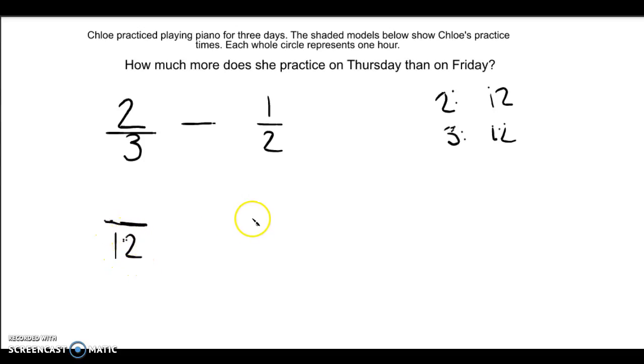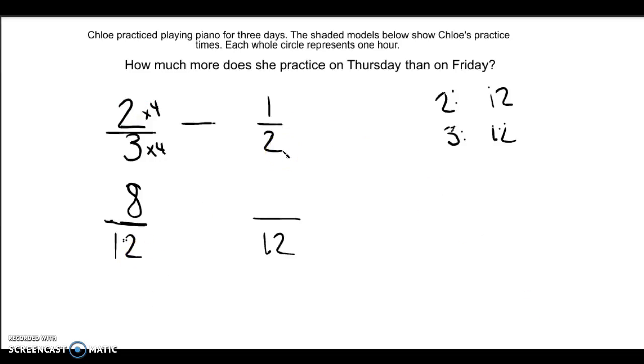Okay, so the question you ask yourself is, how do I get from 3 to 12? Well, I multiply by 4. If I multiply by 4 on the bottom, I have to multiply by 4 on the top. 2 times 4 is 8. So 2/3 is really 8/12.